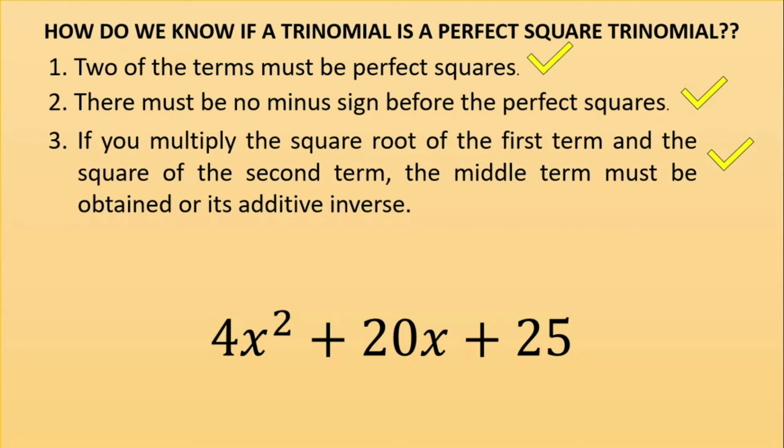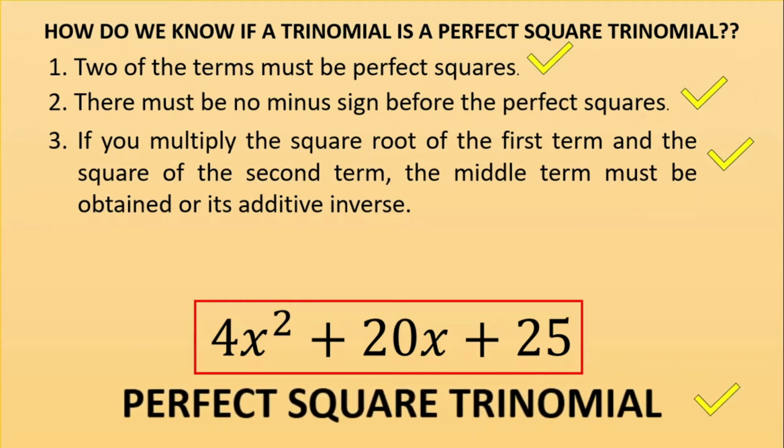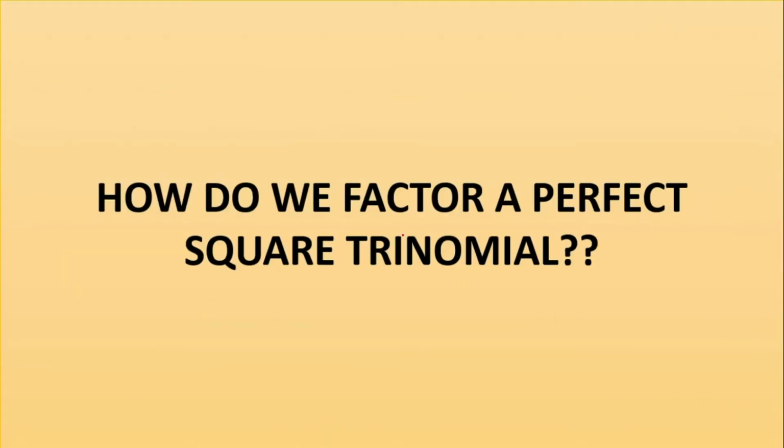As you can see, we have 3 check marks for the 3 requirements in determining if a trinomial is a perfect square trinomial. What does that mean for the trinomial that we are analyzing? That means this trinomial is an example of a perfect square trinomial. So that is how we determine if a trinomial is a perfect square trinomial or not. Now how do we factor a perfect square trinomial?